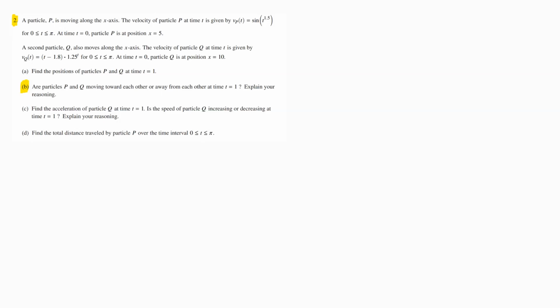So part B here wants to know, are the particles P and Q moving toward each other or away from each other at time t equals 1? When we talk about the movement of particles in these physics situations, what we want to know is, how do I determine which direction is which? Well, that all boils down to velocity.